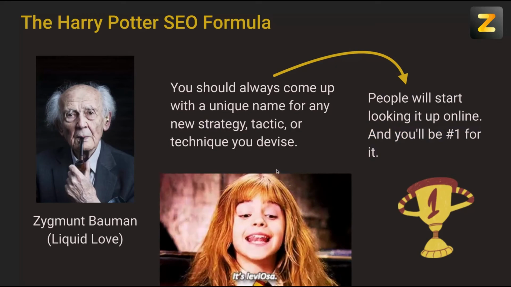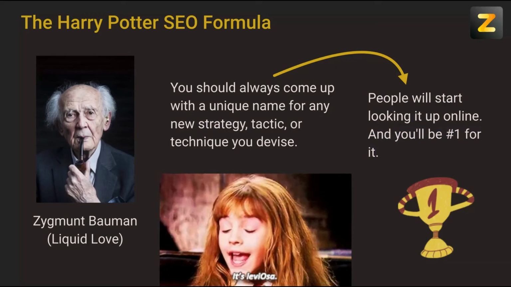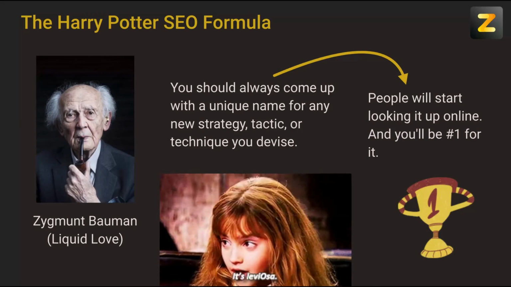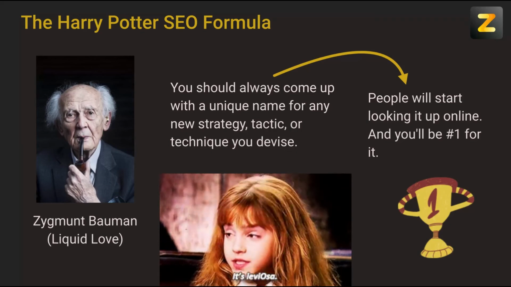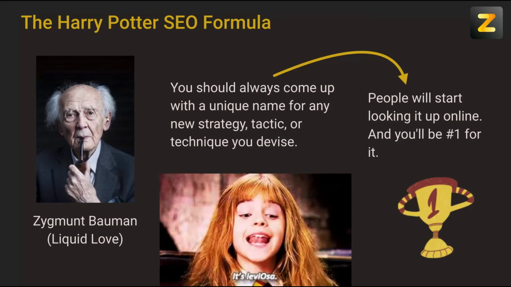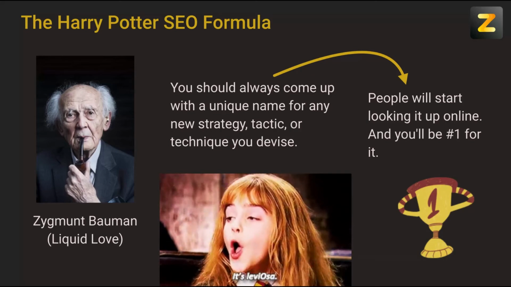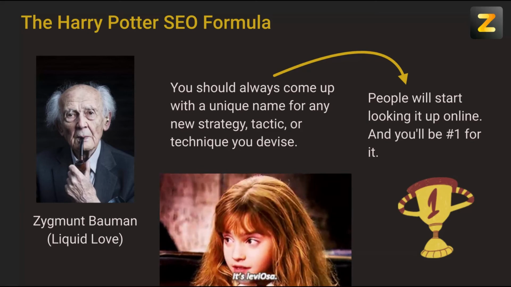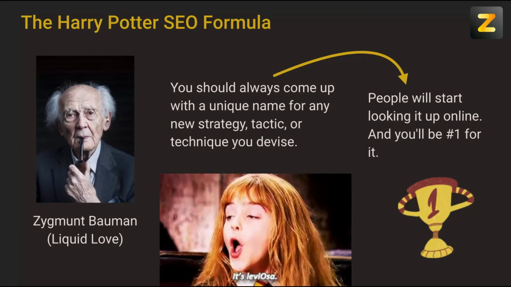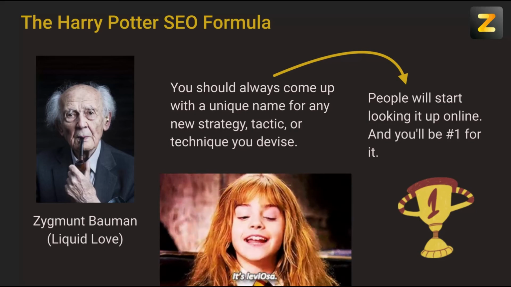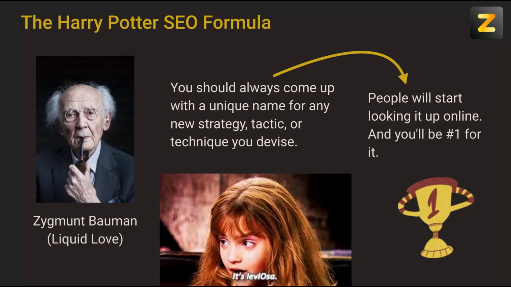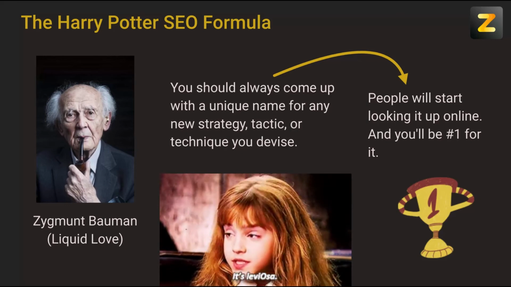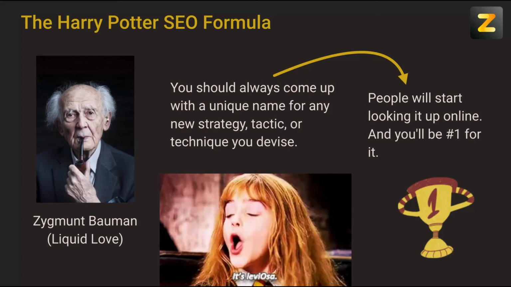Like Harry Potter, which created Wingardium Leviosa, and also Avada Kedavra, and other kinds of magic that we cannot forget, all the houses, Gryffindor, Slytherin, etc. If you create the name, it will stay in people's minds, and you rank first on Google and will be recognized by that. That's a simple formula, but it works. That's the Harry Potter SEO formula, and that's what I'm doing right now when I create a name for that formula, for that strategy. Now it's the Harry Potter SEO formula.